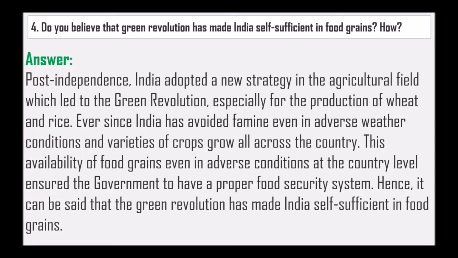Do you believe that the Green Revolution has made India self-sufficient in food grains? How? Post-independence, India adopted a new strategy in the agricultural field, which led to the Green Revolution, especially for the production of wheat and rice. Ever since, India has avoided famine even in adverse weather conditions, with varieties of crops grown all across the country. This availability of food grains even in adverse conditions at the country level ensured the government to have a proper food security system. Hence, it can be said that the Green Revolution has made India self-sufficient in food grains.